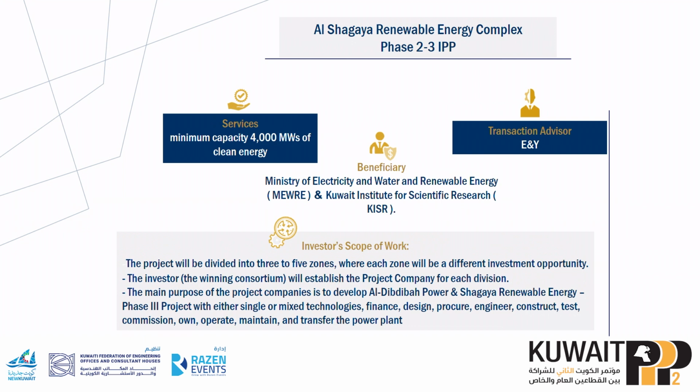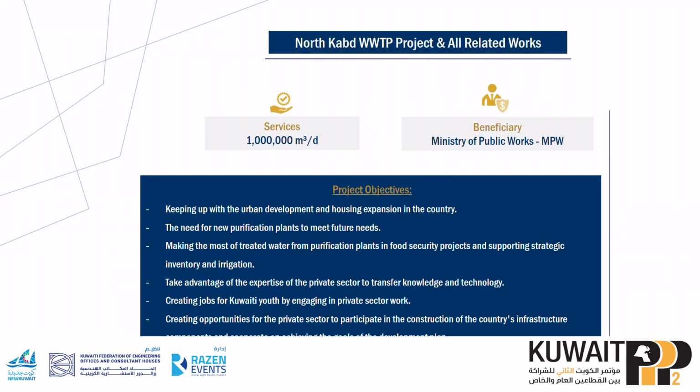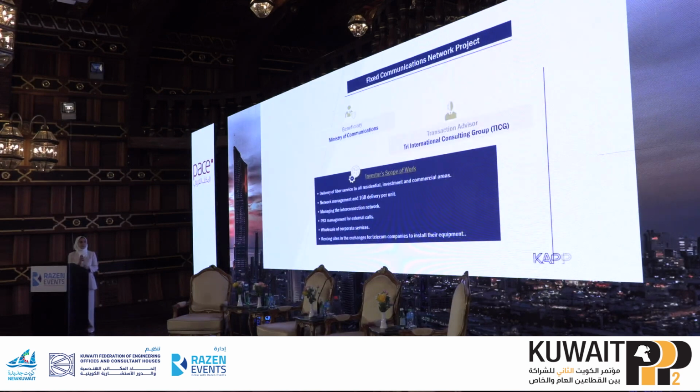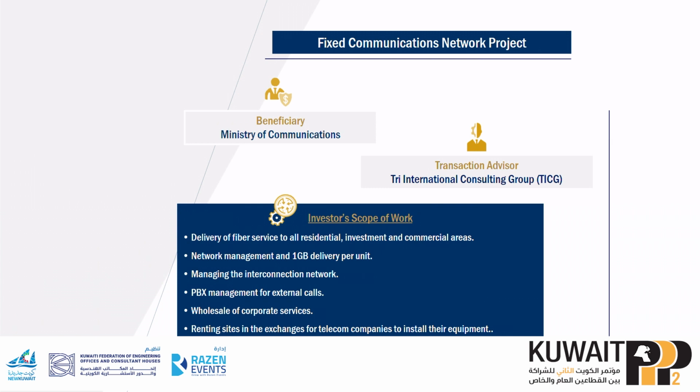Ashigaya Renewable Energy Complex Phase 2 and 3 has a minimum capacity of 4,000 megawatts of clean energy, with the same public entity, but it's still in the feasibility stage. We have the North Chebd Wastewater Treatment Plant project. It is exactly similar to the Umm Al Hayman project, but with double the capacity: 1 million cubic meters per day. And finally, the fixed communication network project. It belongs to the Ministry of Communications, and it's still in the feasibility study stage.